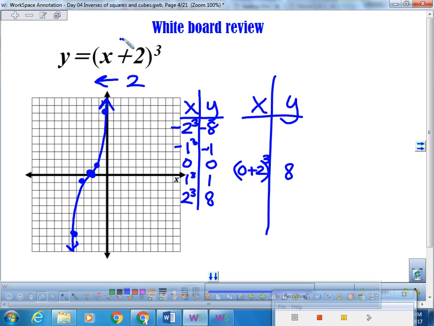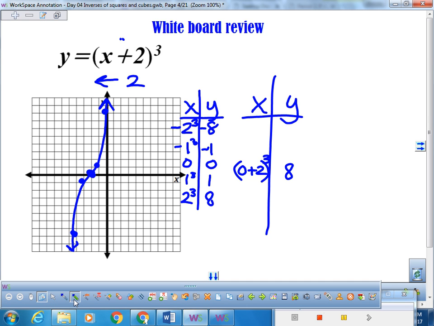If I plug in 0 for x, I get 8. 0, 8. I'm just going to confuse you guys by doing that. I'm trying to show you an alternate way of doing this by using a table. I'm no longer going to do it because I think it's just going to confuse 50% of you. Yes, Malik? No, I don't like this.